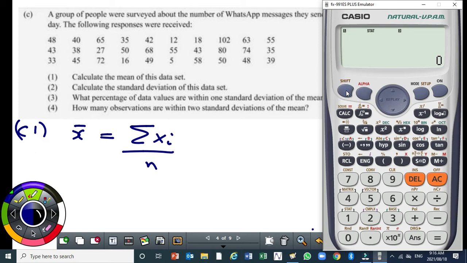Now I want to retrieve the summation of x. Go to shift, then number 1. Then I go to number 3, which says sum. So you just look at your calculator. As I am doing it, you do it. Now I want summation of x, not summation of x squared. So I'll click number 2, and then I'll get that.